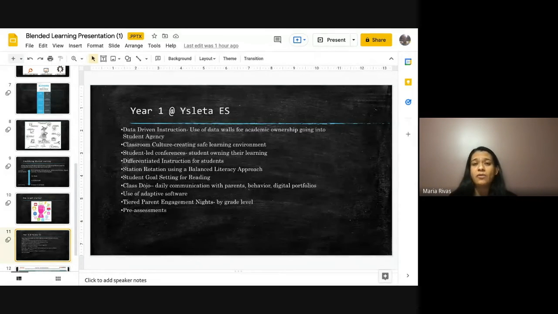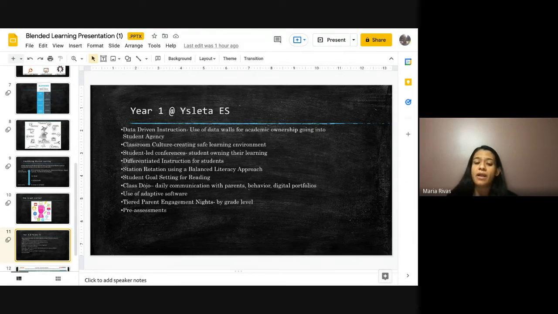But you can set goals for students. Set long and short-term goals for students academically and non-academically. Using a communication tool to communicate with parents. I think that's very important. Parents need to be kept in the loop on what's going on with their students. Keeping those digital portfolios so parents can see the growth of the students throughout the year, throughout a week. The use of adaptive software.